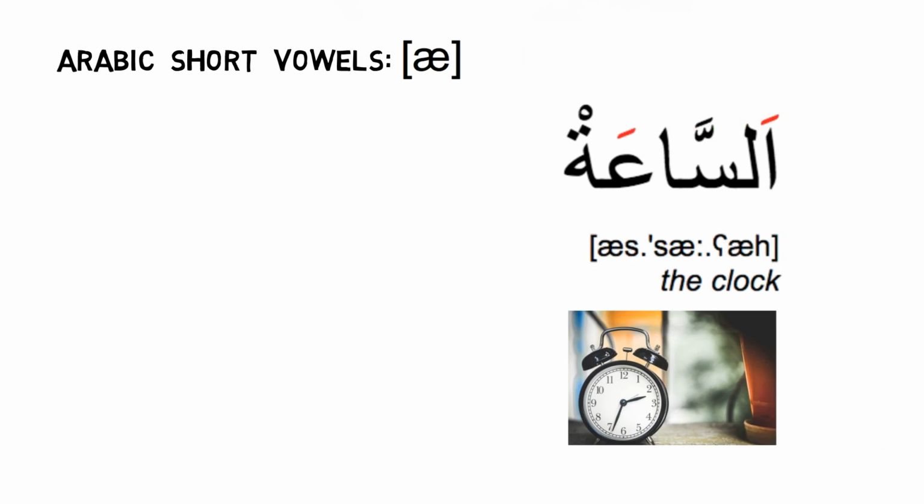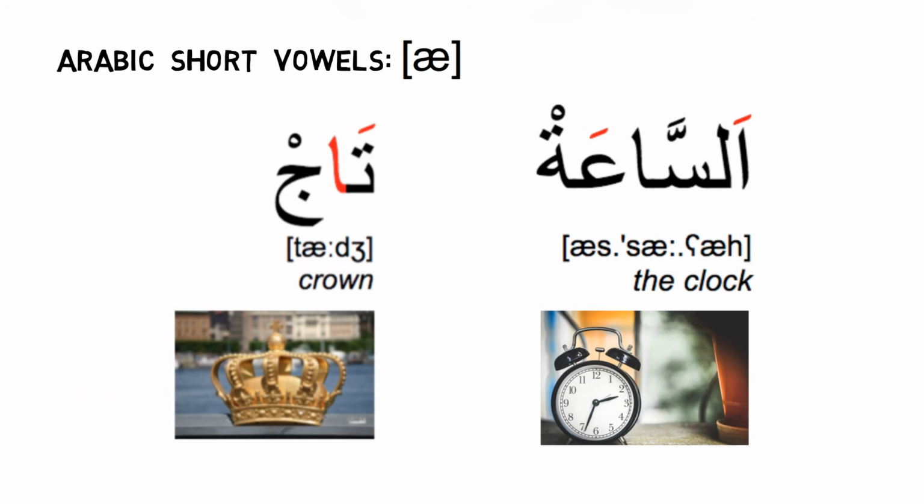Then we had short a as in as-sa'a and long a as in taj. The long and short vowels have basically the same tongue position, somewhere in between English's a as in an and e as in net. You'll see the short vowel indicated with a fatha over a consonant and the long with a fatha plus an alif.